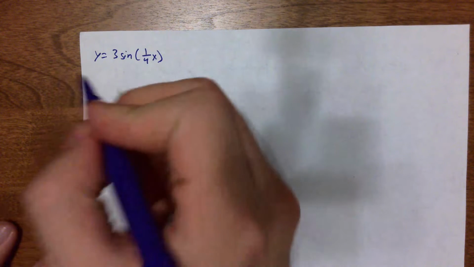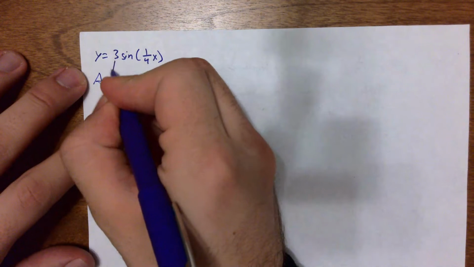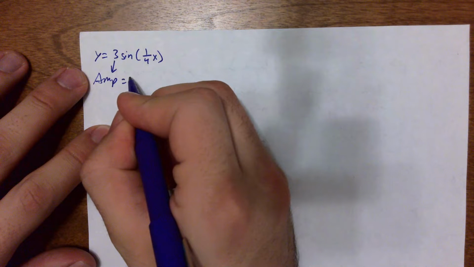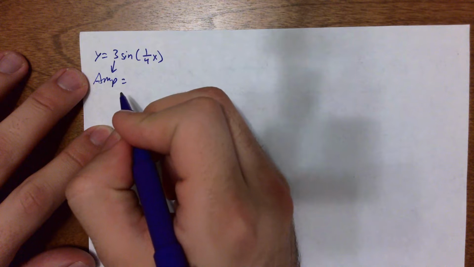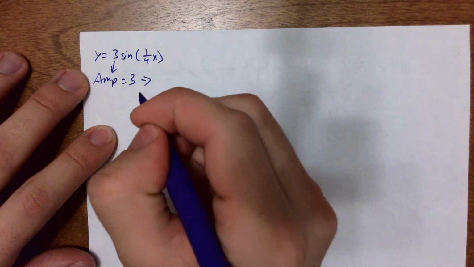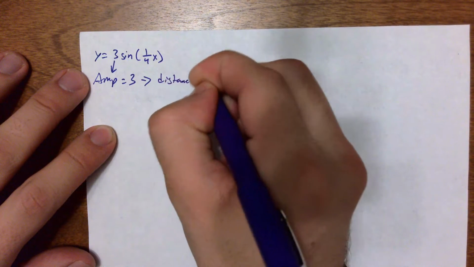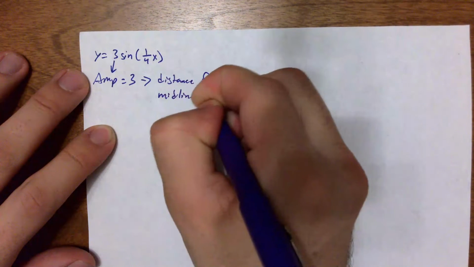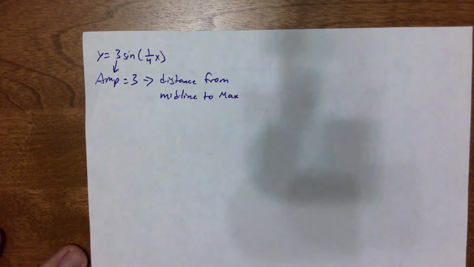So the first thing we're going to look at is our amplitude. Our amplitude comes from that number out in front. Remember, the amplitude is always positive. So regardless if this is a positive 3 or negative 3, my amplitude will always be positive. My amplitude is equal to 3. In case you didn't know, the amplitude is defined by the distance from the midline to the max. And again, since it's a distance, that's why it's always going to be positive.